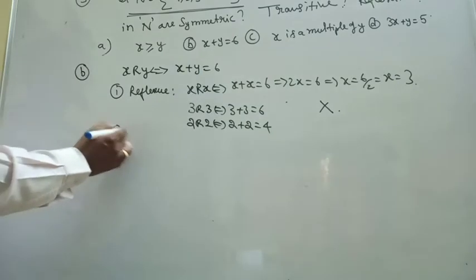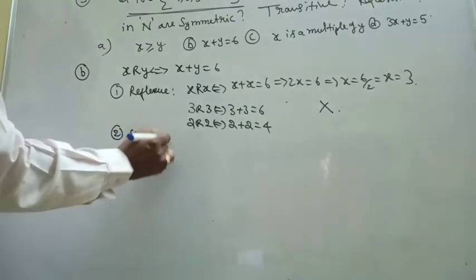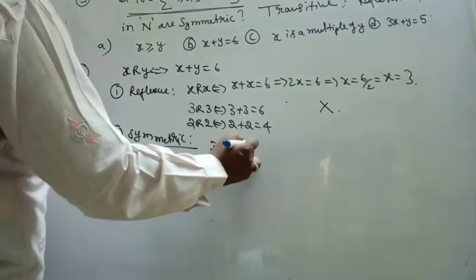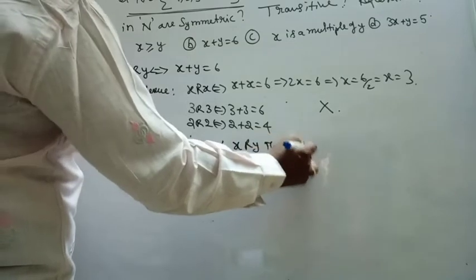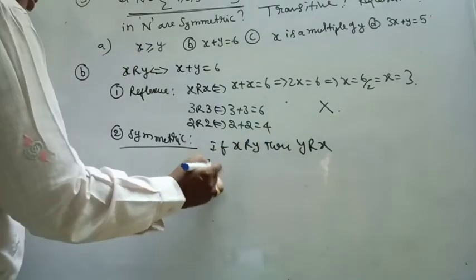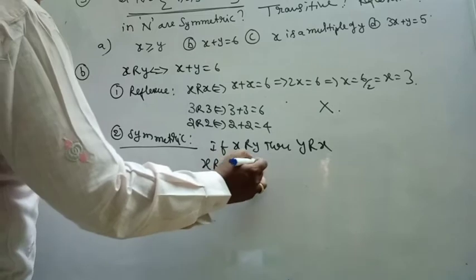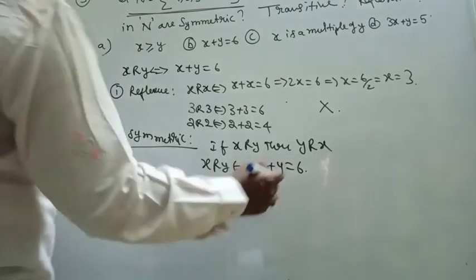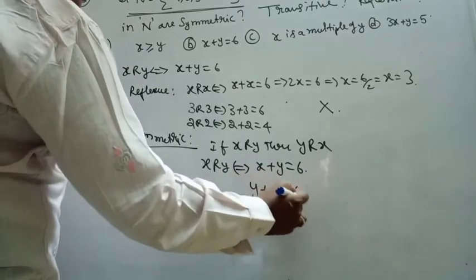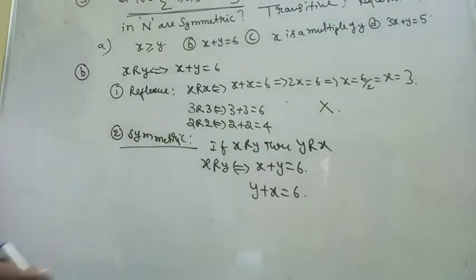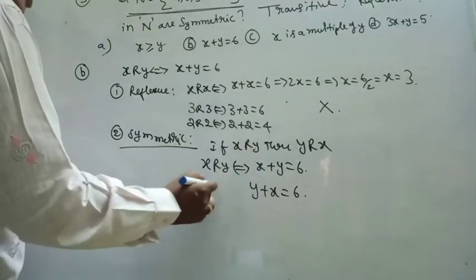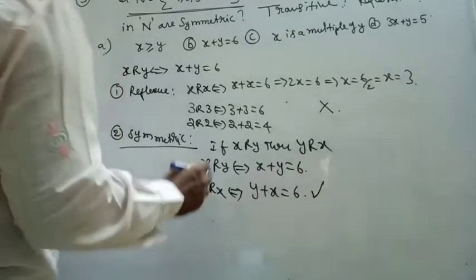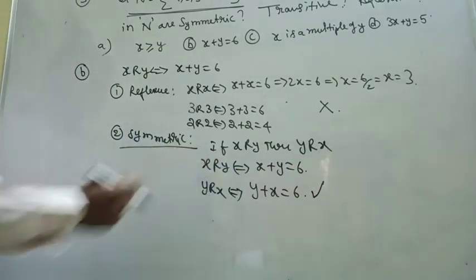Now, the second one is what? Symmetric, right? If you take symmetric here, my dear students, if x is related to y, then we should prove that y is related to x. x is related to y means x plus y is equal to 6. If x plus y equals 6, can't we write that y plus x equals 6? x plus y and y plus x are the same, the commutative property is satisfied. That means y is related to x, right? y plus x equals 6 is true. If x is related to y, then y is related to x, that is true.